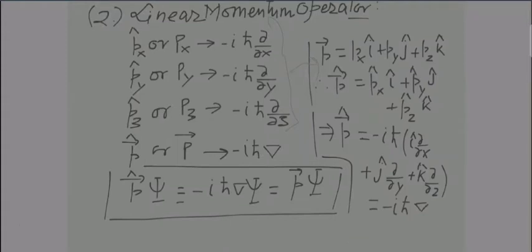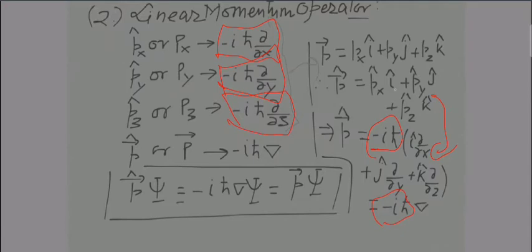In the place of px hat, you will put this. In the place of py hat, you will put this, right? In the place of pz hat, you will put this, right? So you have put all these things over here. So after you put all those things over there, minus i h cut will be a common factor. Okay, it will come out of the bracket, and it comes out as common. Okay, I am not talking about that bracket notation.